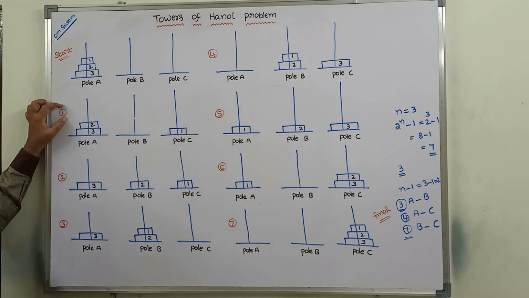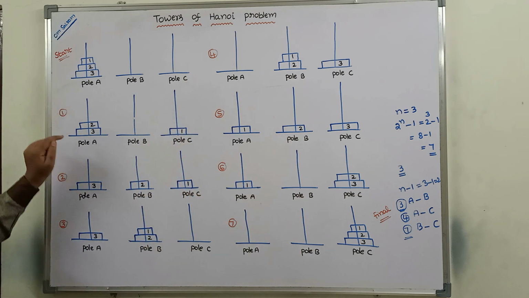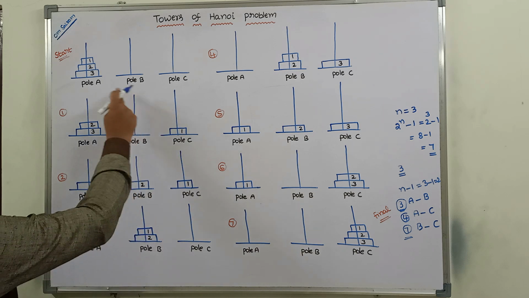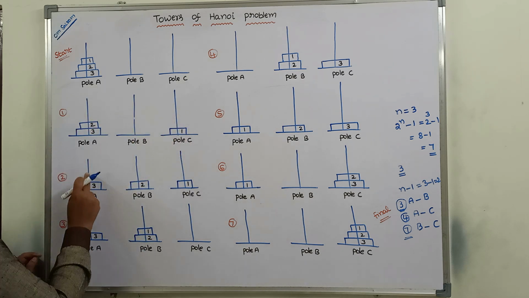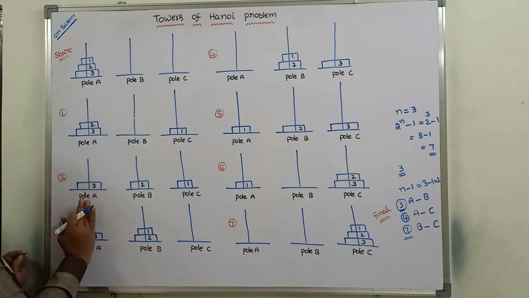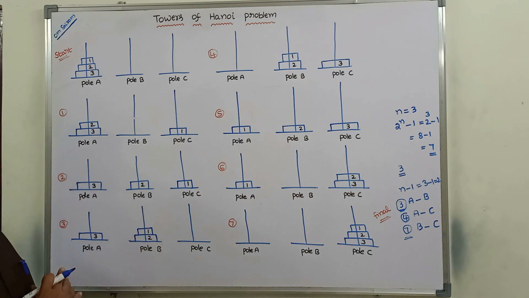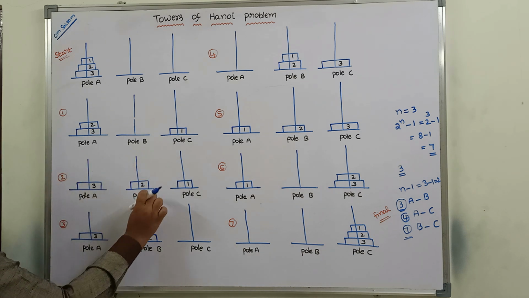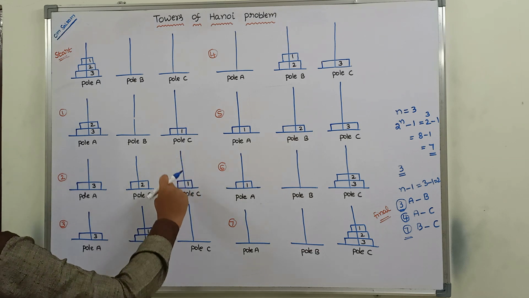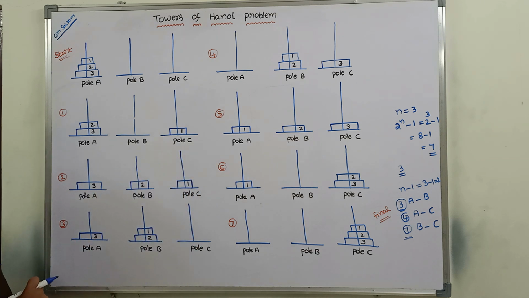After moving the first disc from pole A to pole C, this is the diagram. In the second step, the second disc can be moved from pole A to pole B. After completing the second step, the second disc is placed on pole B, the first disc is placed on pole C, and only one disc is left on pole A.